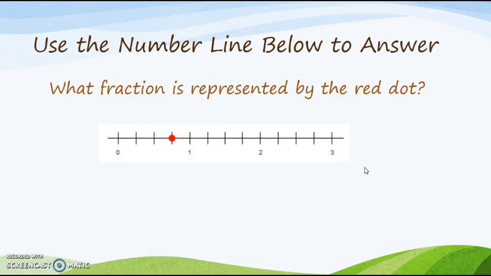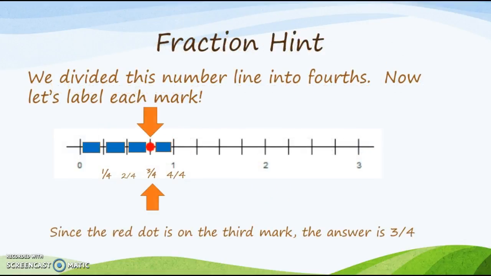Okay. Now let's use the number line below to answer the question, what fraction is represented by the red dot? We divided this number line into fourths. Now let's label each mark. This is 1/4, and this is the end of this shape. 2/4, end of that shape. 3/4, and look, that's where the red dot is. And this is 4/4, which is 1, and we'll talk about that in just a minute. So since the red dot is on the third mark, the answer is 3/4.